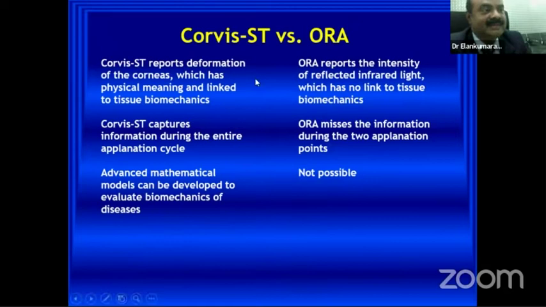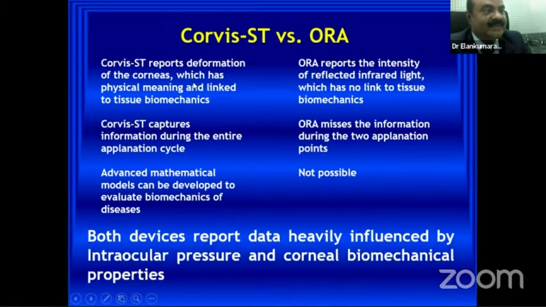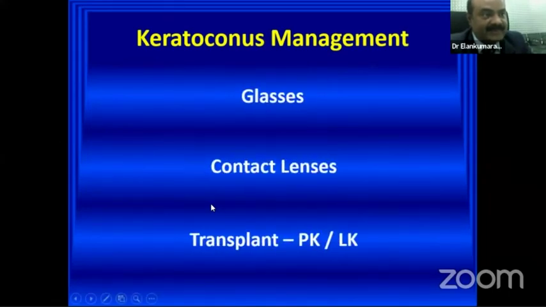What is the difference? Corvis reports deformation of the cornea. It is a dynamic thing, while this is static. It just records at 2 places, while Corvis records at multiple places. Advanced mathematical modules can be applied so that a formula can be obtained, and we are still waiting for this. Now, how do we go about managing these cases?